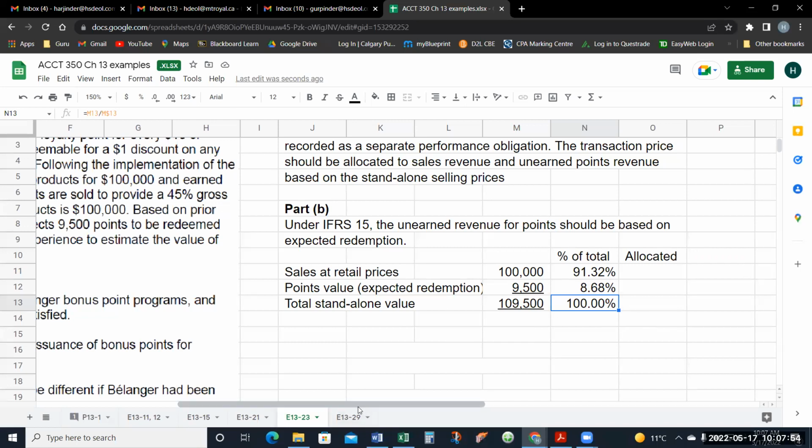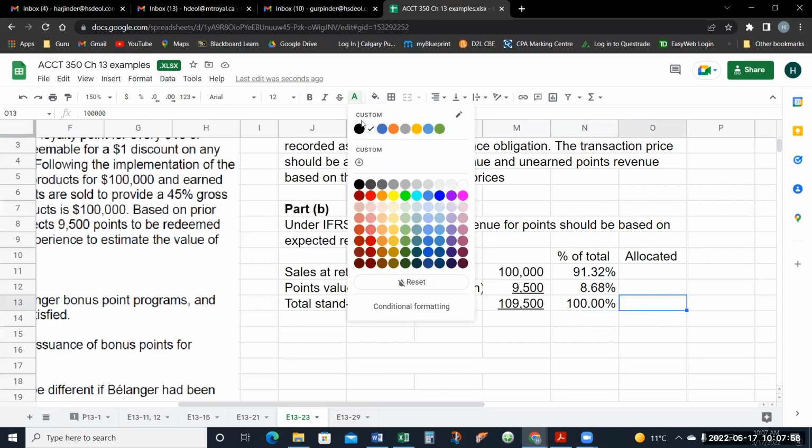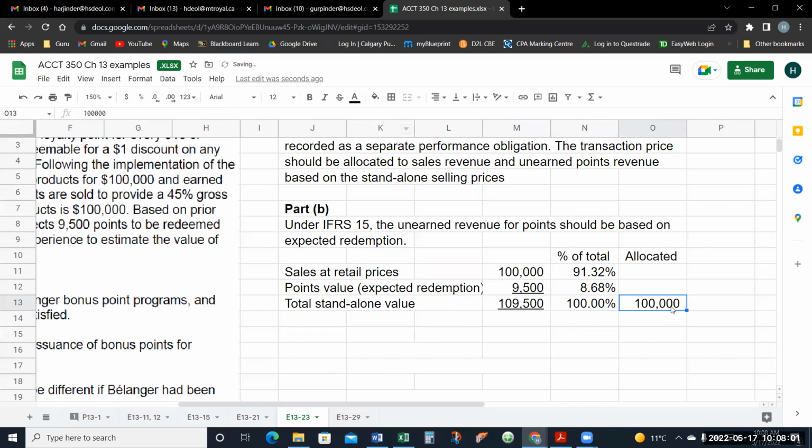Now keep in mind our actual sales value was $100,000. So we have to allocate $100,000 in total. And so what we do is we multiply the 100,000 by the percentage that we calculated for sales. And that works out to 91,324. And the points value is 8,676. And it's just a matter of rounding. So if I increase the decimal places, you'll see it exactly works out to that.